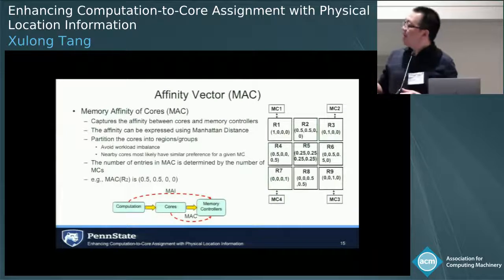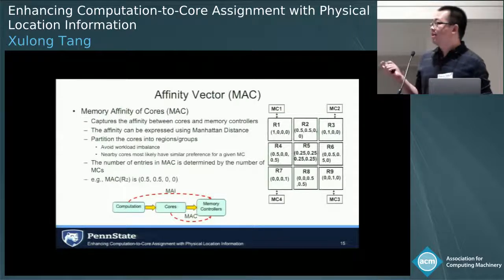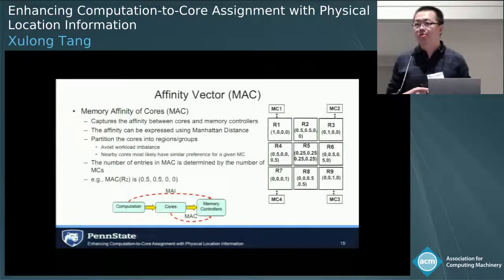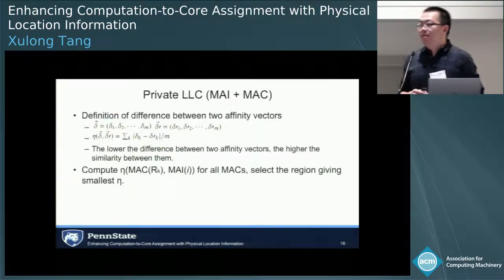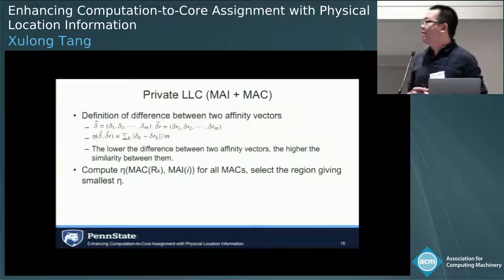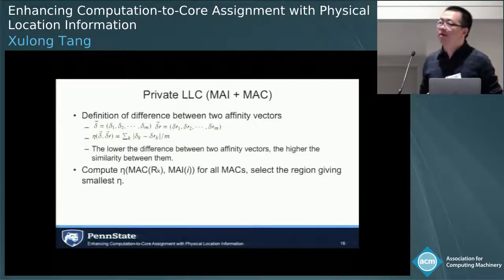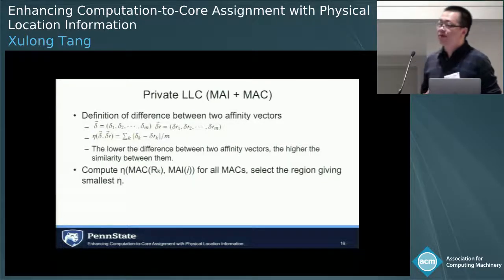For the example, let's look at region 2 here. The MAC vector is 0.5, 0.5, 0, 0, indicating that region 2 is equally close to memory controller 1 and memory controller 2, but far away from memory controller 3 and memory controller 4. So with this MAI vector and MAC vector, we are now able to perform the computation assignment in the private last level cache system. We define the difference between two affinity vectors.